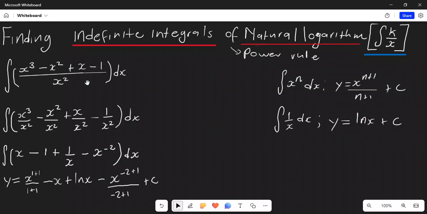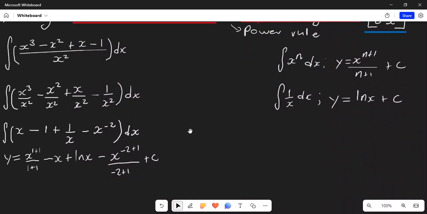Let's simplify. It's time for me to create more space here, right? So let's create more space. So we're gonna have y equaling to x, what is the power? We have 1 plus 1, so the power is gonna be 2, and then it's divided by 1 plus 1, which is 2, minus x, plus natural log x. So this one is also fine. But what about this one?